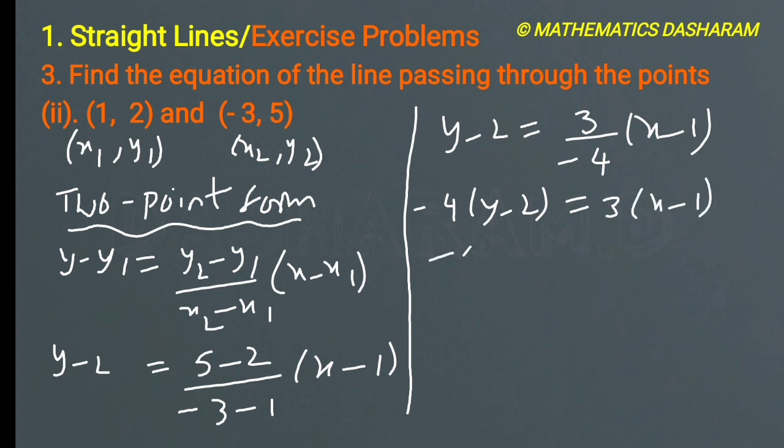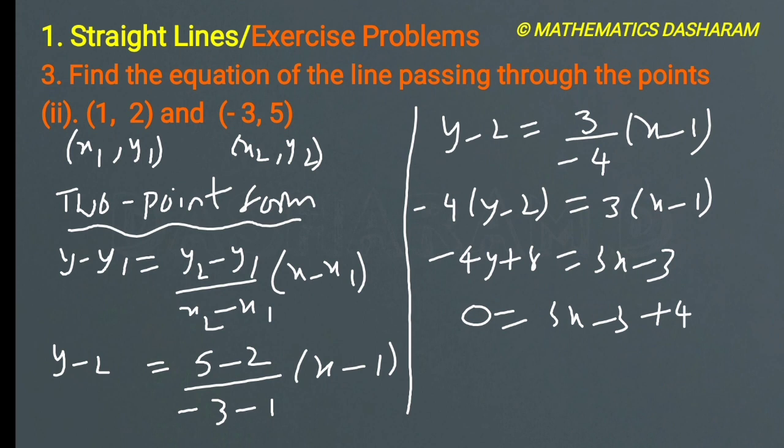minus 1. Minus 4y plus 4 2s are 8, 3 into x, 3x minus 3. 0 equals 3x minus 3 plus 4y minus 8. So then 3x plus 4y minus 3 minus 8 is minus 11 equals 0.